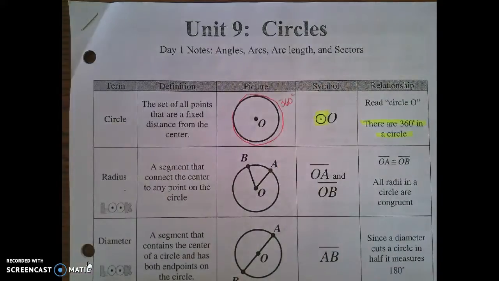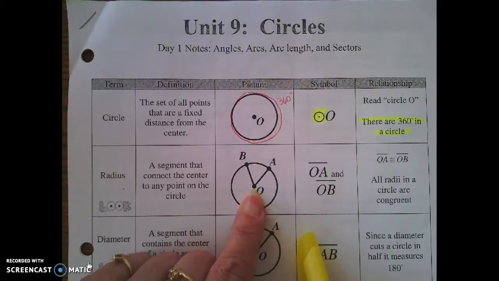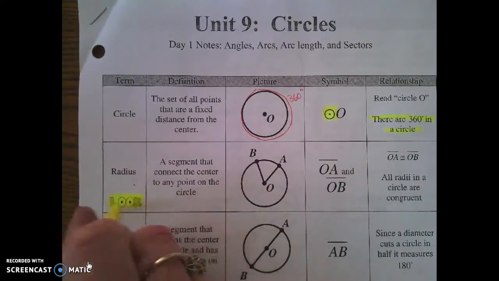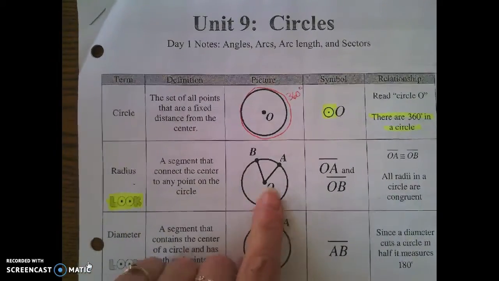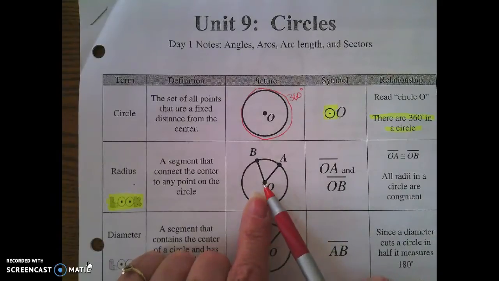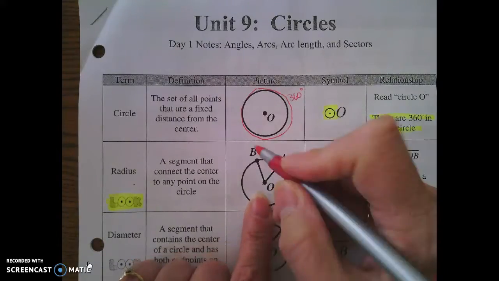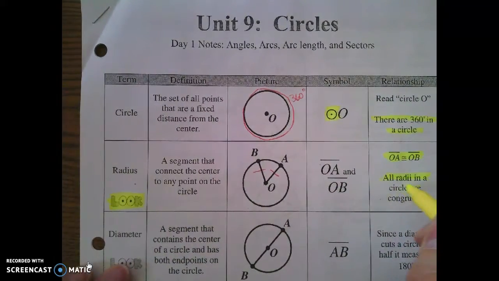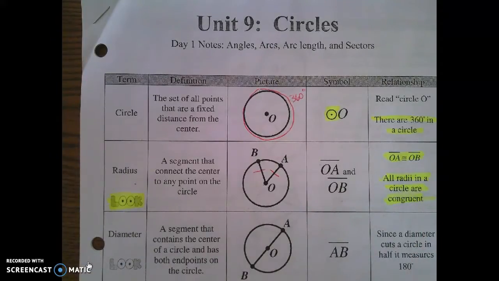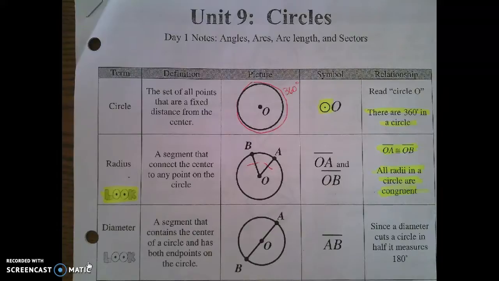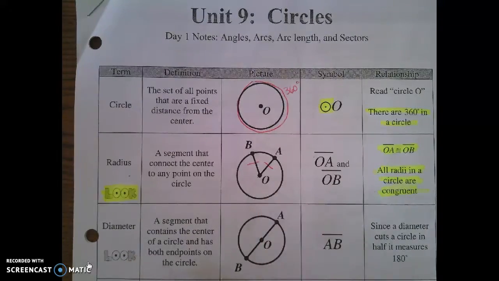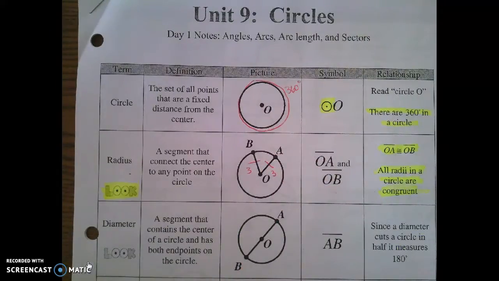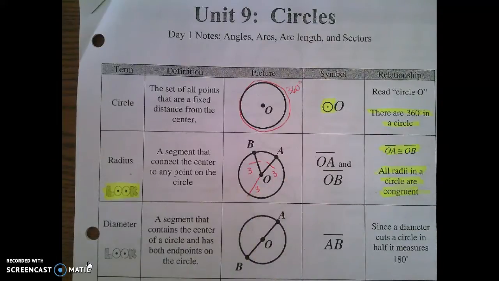All right, a radius is a segment that connects the center to any point on the circle. Radii are things you need to look for because there's a relationship between them. They are line segments. So line segment OA and line segment OB are both radii. And it turns out they are congruent to each other. So this is something you need to know and you need to look for. All radii in a circle are congruent. Very important. Because if I gave you that this one was 3 inches, you need to know that any other radii drawn in that circle are also going to be 3 inches.